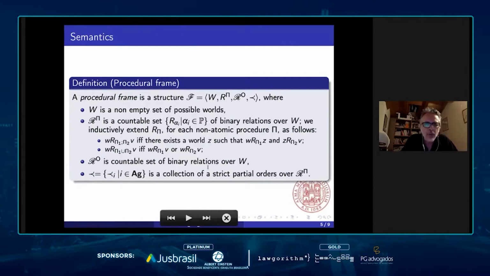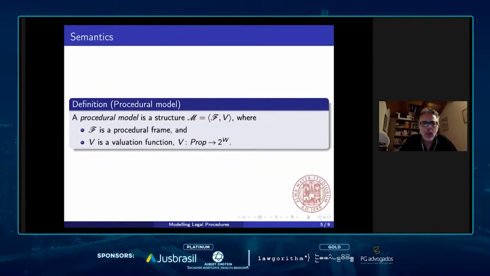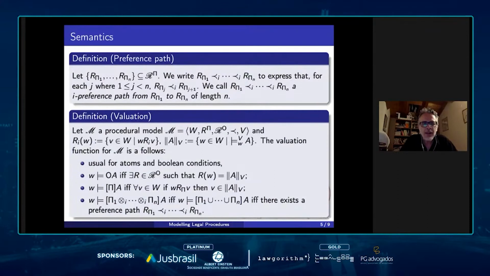Then we have also the obligation. I will tell you more about that. And then you have a preference, or a collection of strict partial orders over the set of the accessibility relations for the procedures. Then you have the model in the usual way, and then we have evaluations.